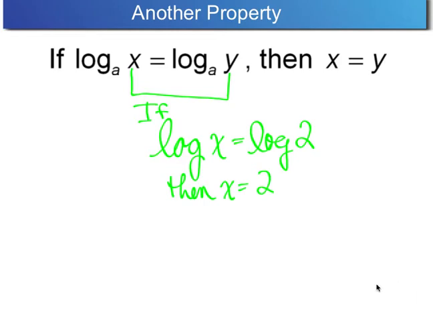Another property that I'd like you to add to your list is this. Log base a of x, if I have that equal to another log base a with a different argument, then the arguments must be equal.